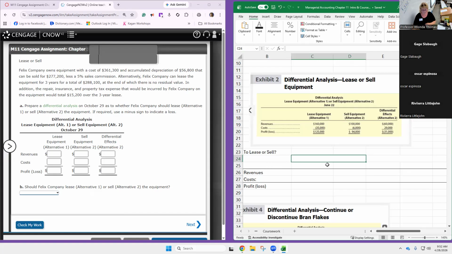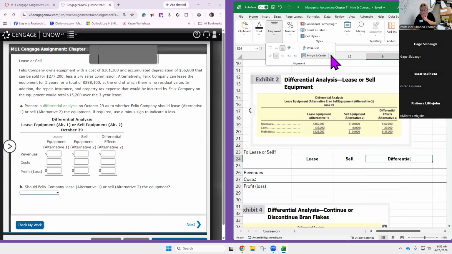Okay, so we have lease. So I'm going to put lease here. And then we have sale or sell, and then we have the differential. Let's just line it up like they are: lease, sell, and then the differential. And this is the differential as of the second alternate. Let me put this unmerged here. There we go.